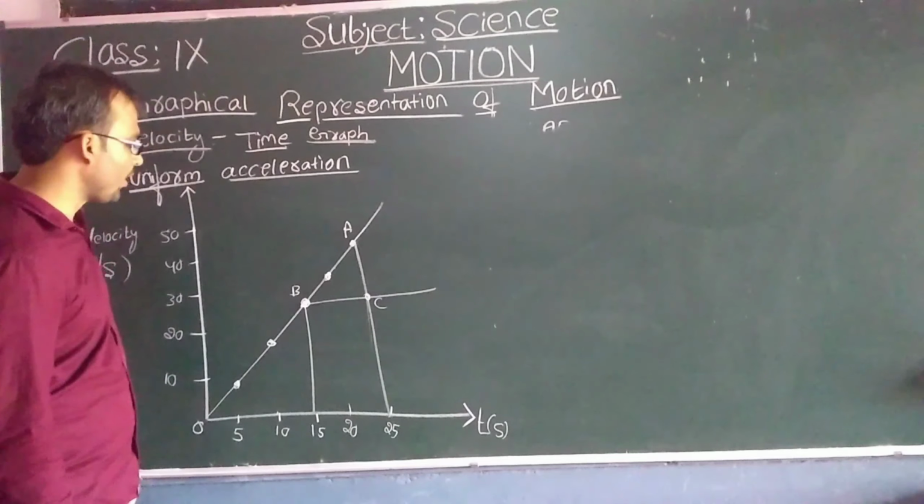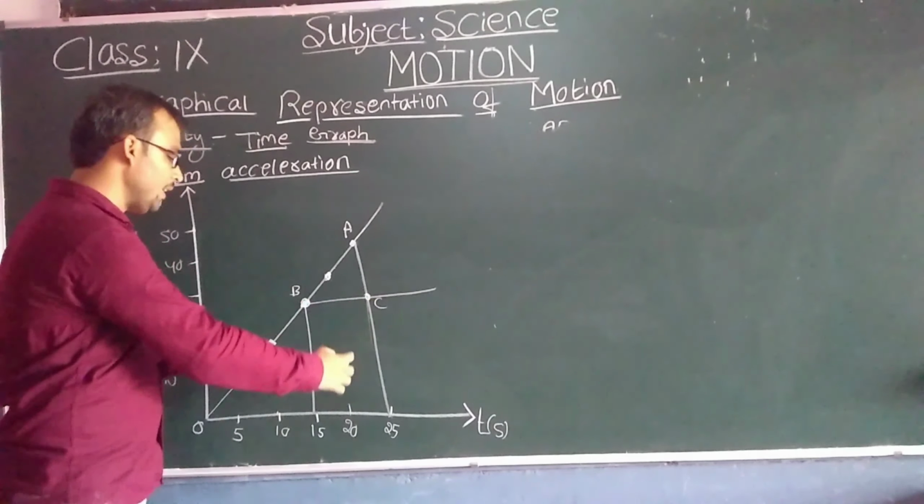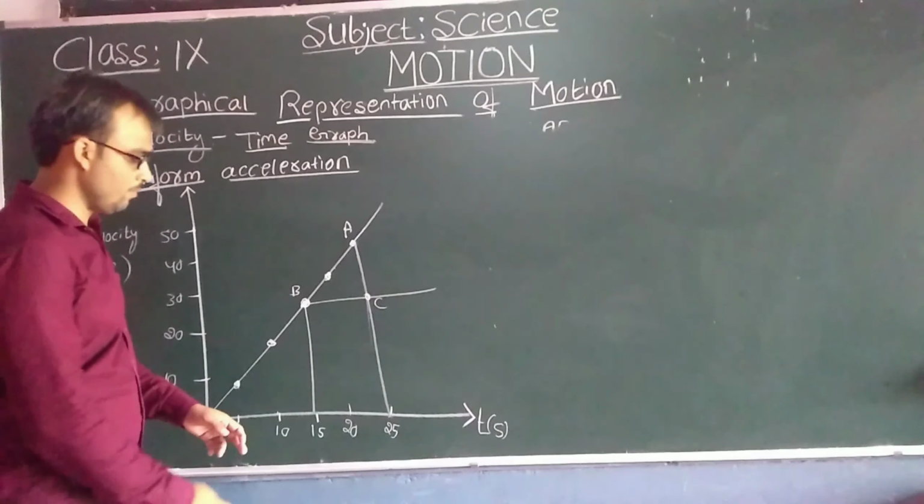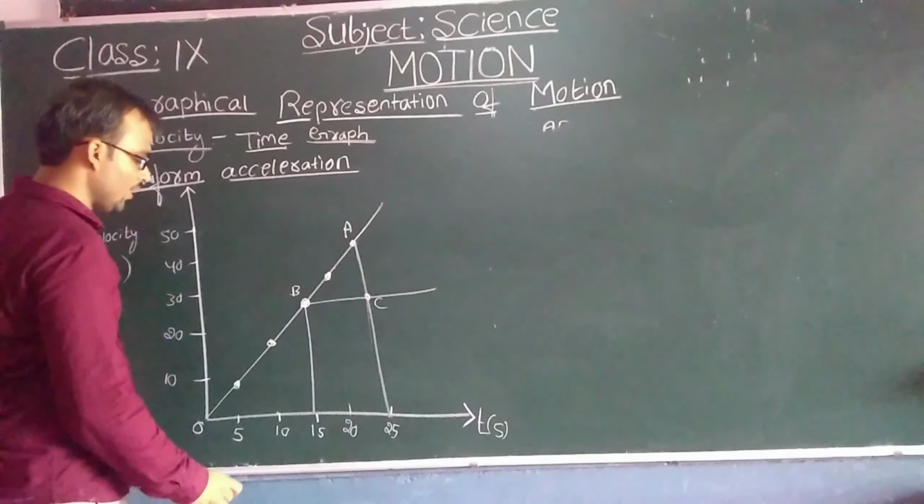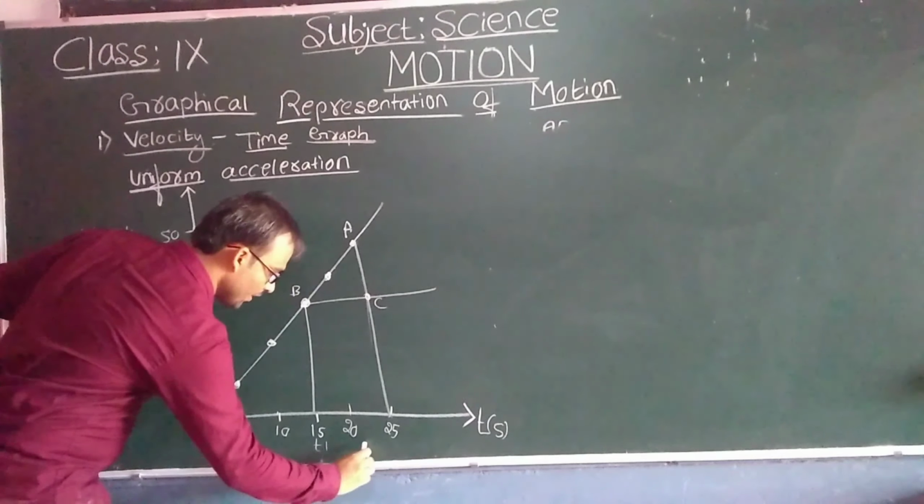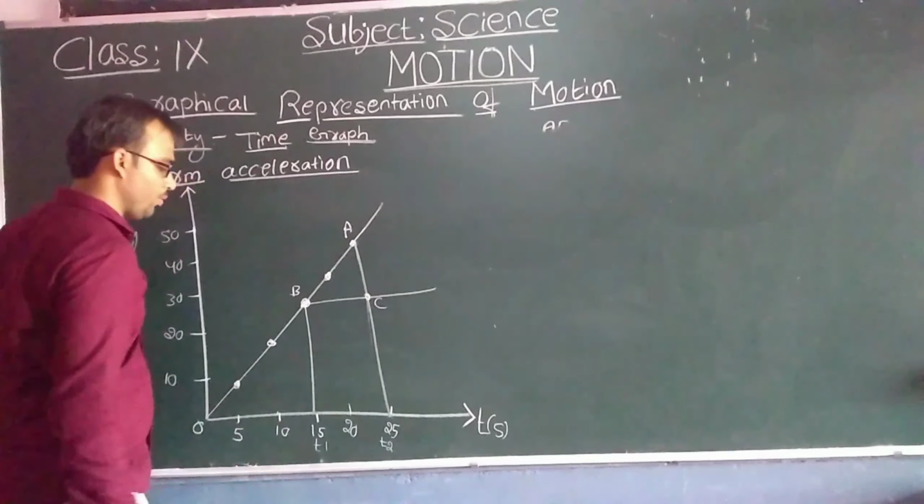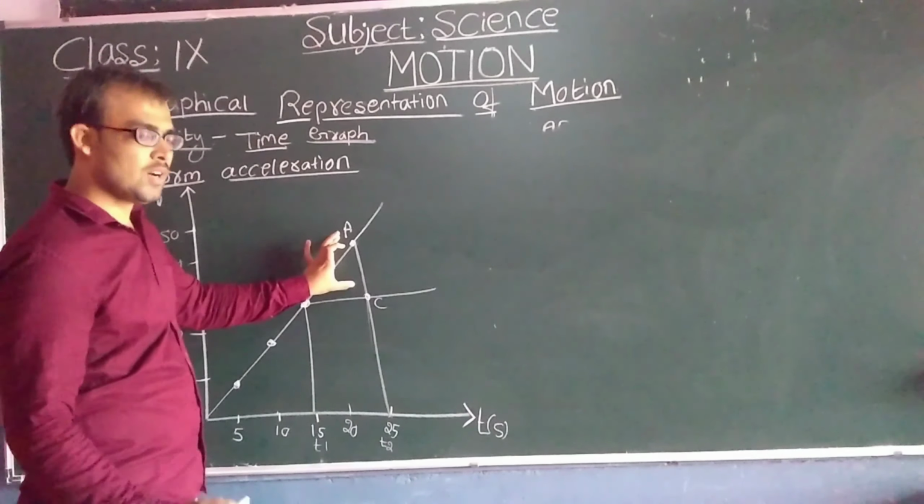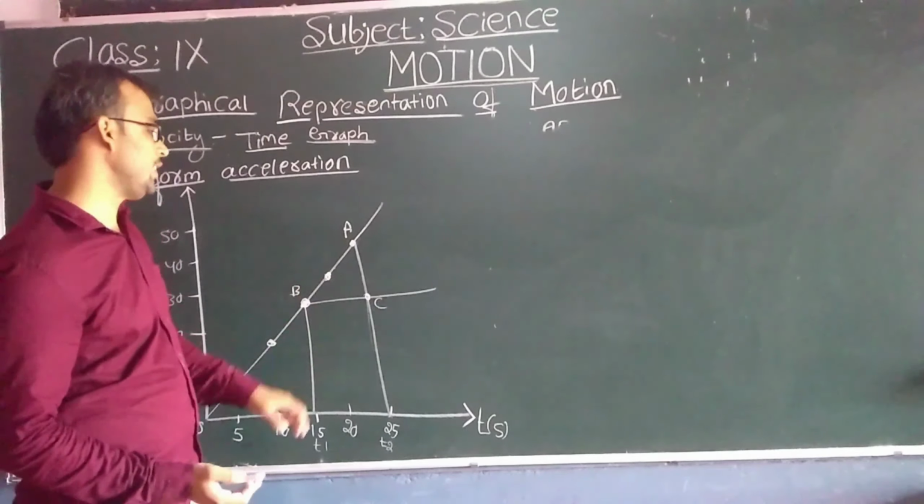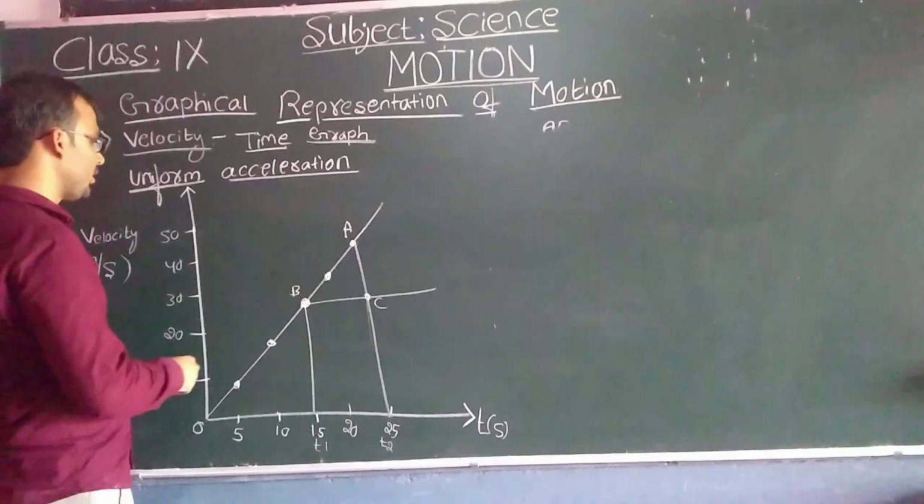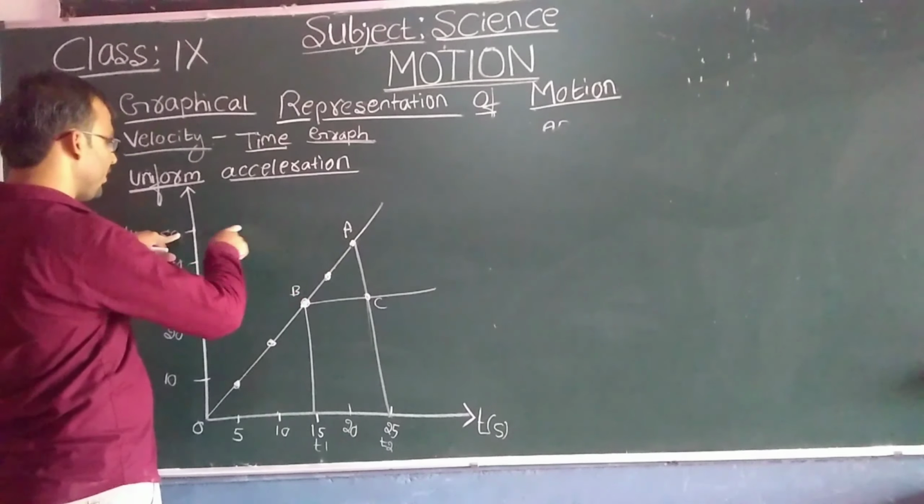Now look here, students. BC represents what? The time interval, that is T1, T2. Now AC represents the change in velocity. Look here, the velocity is 40 meters per second. And look here, the velocity at point C, which corresponds to B. So this we can take as U, the initial velocity.